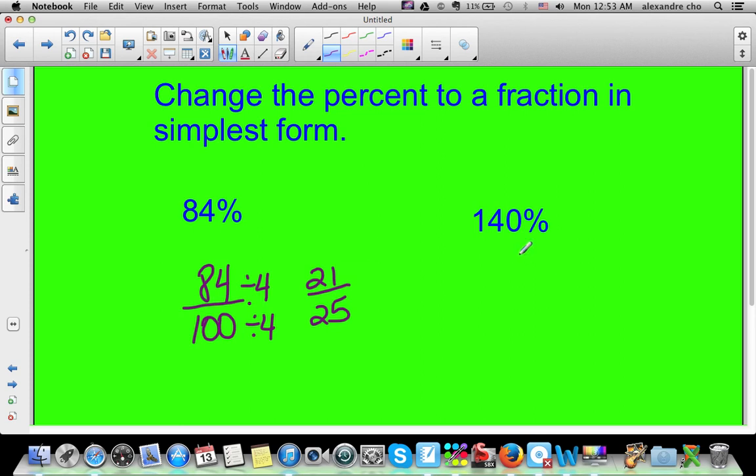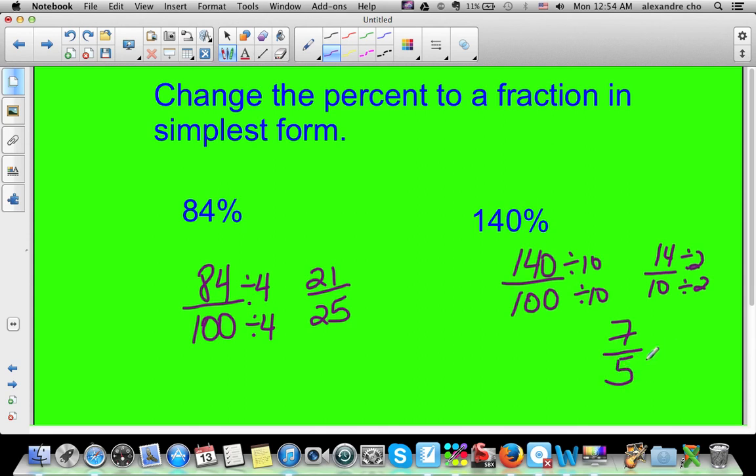140. Again, it's the same thing. It's a number compared to 100, so it's 140 over 100. Let's simplify this. I'll divide top and bottom by 10. And I'm going to get 14 over 10, which I can still simplify, divide by 2. And I get 7 over 5, which I can finally change to a mixed number. 5 goes into 7 one time, 2 left over, and 5 as my denominator. Final answer, 1 and 2/5. Okay?